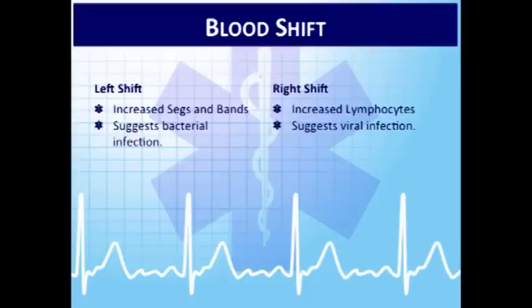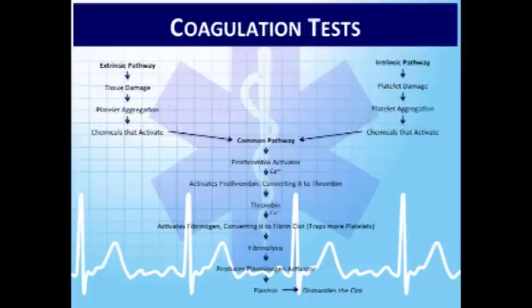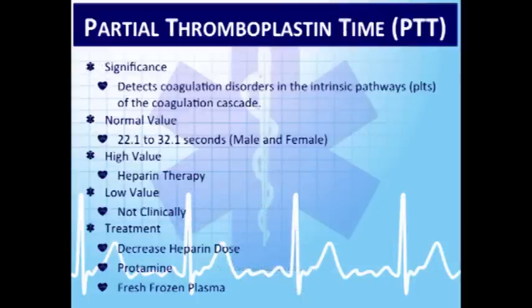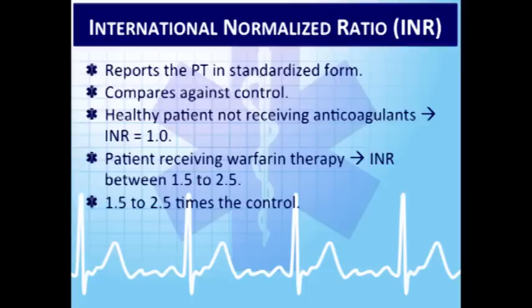Most of the time what we see is a left shift. If somebody says to you the patient had a left shift on their differential, that should mean to you this patient probably has a bacterial infection, all right? Breaking it down, we looked at all the different coagulation studies, the most commonly drawn ones, the PT, the PTT, the INR, the International Normalized Ratio, which is a very common blood test now.